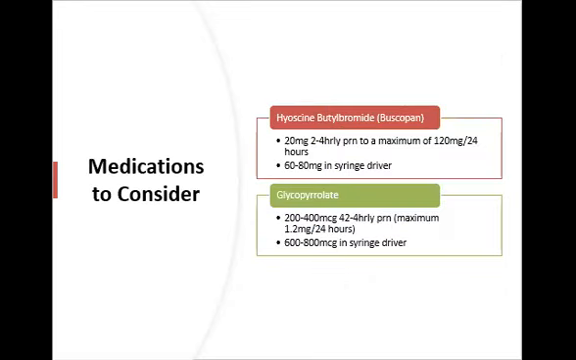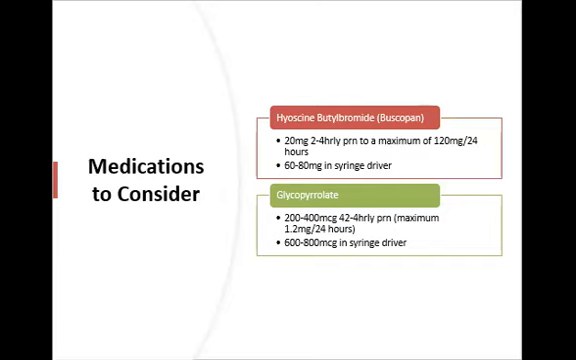The two common medications for secretions that you'll come across are hyoscine butylbromide, also known as Buscopan, and glycopyrrolate. Due to the price of glycopyrrolate, generally hyoscine butylbromide is the most commonly used anticholinergic medication for secretions.